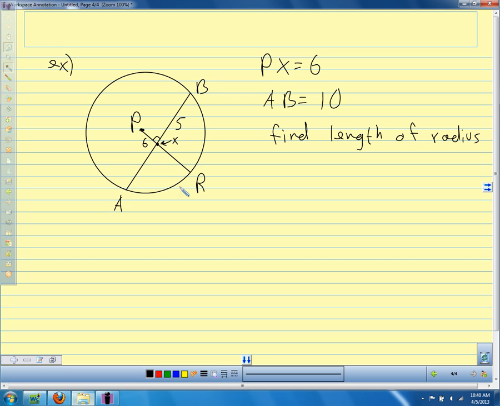What was our helpful hint just a second ago? Draw a radius. So I'm going to draw a radius. And I want to draw a radius that's going to be helpful. I could draw a radius anywhere. I want to draw one that's going to be helpful. How about this one? How about that radius? It's the same as this radius because they're both a radius.